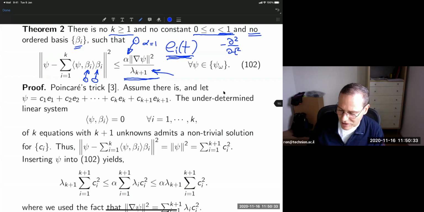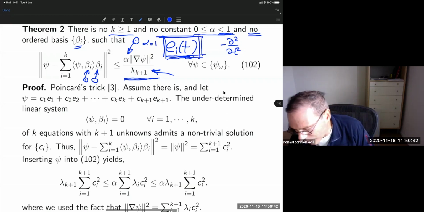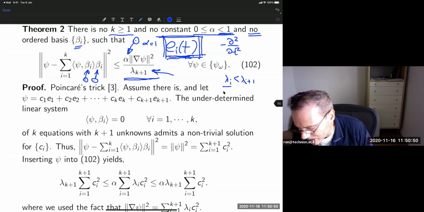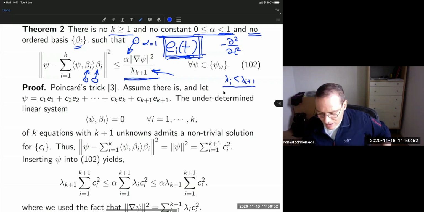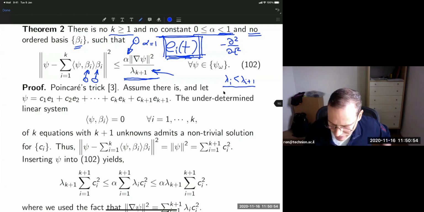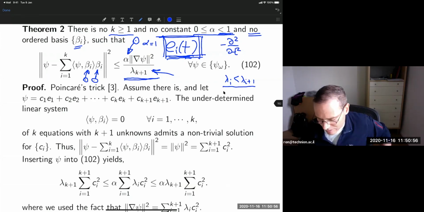And in order to prove that E_i is in fact unique and there is no other basis but E_i, this is part of the proof that you will have to do at home. I will simplify things for you, and you will be able to prove it only when lambda_i is always less than lambda_(i+1), a simple spectrum. So what is the Poincaré trick? And I refer to Brezis' paper in the end.